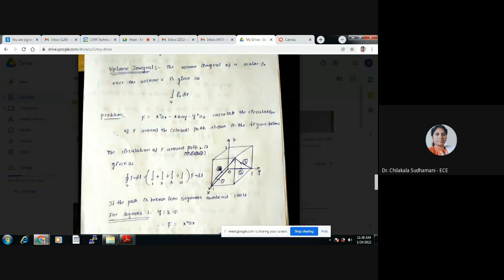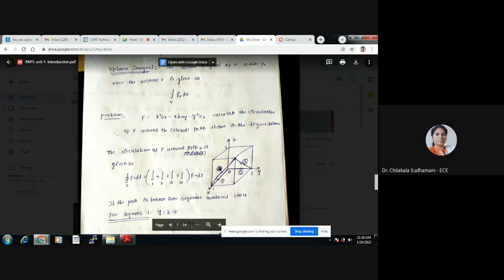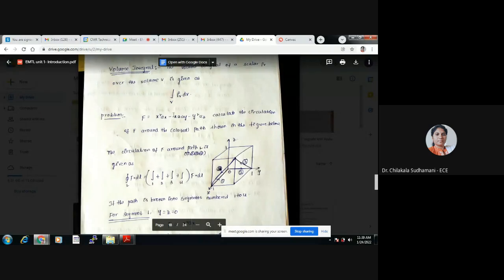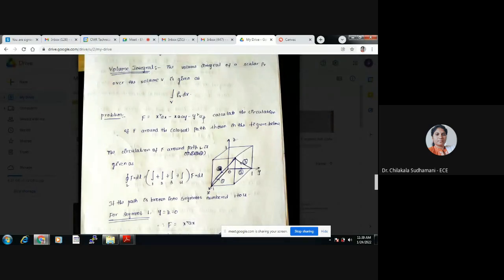Now, this is the problem I considered. Given vector f bar is equal to x square ax, xz ay minus y square az. Here it is given in vector form. Ax, ay, az direction components are given, which means it is a vector. Okay. The circulation of f around the closed path is given as the closed path shown in the figure.